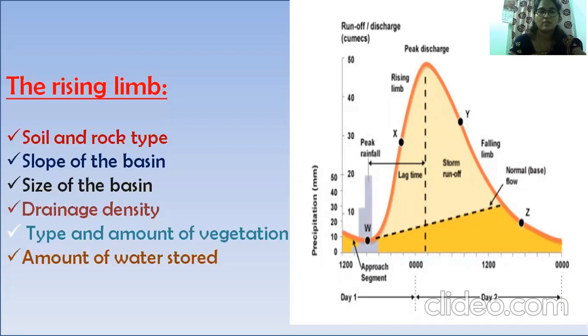So as rainfall is continuous, surface runoff increases, and water continuously flows into the river. That indicates the rising limb. A steep rising limb is an indication of the rapid discharge of rainwater into the river. The shape of the rising limb depends on the same characteristics as those of the approach limb, along with the duration and distribution of rainfall.